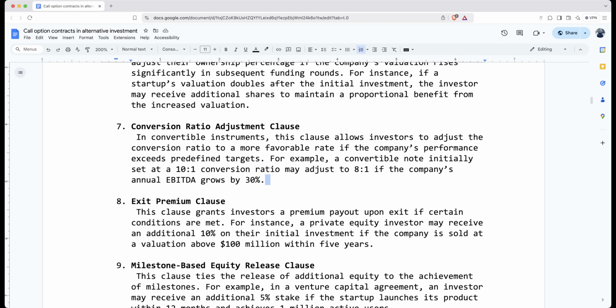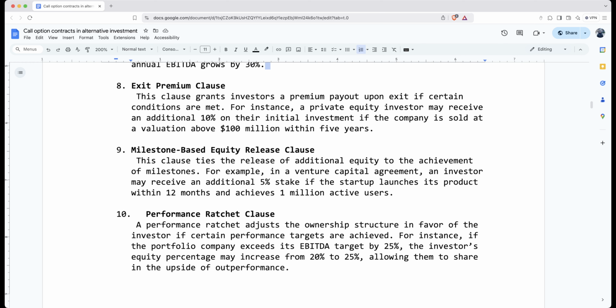Exit premium clause. This clause grants investors a premium payout upon exit if certain conditions are met. For instance, a private equity investor may receive an additional 10% on their initial investment if the company is sold at a valuation above 100 million within 5 years. 9. Milestone-based equity release clause. This clause ties the release of additional equity to the achievement of a milestone. For example, in a venture capital agreement, an investor may receive an additional 5% stake if the startup launches a product within 12 months and then achieves 1 million active users.